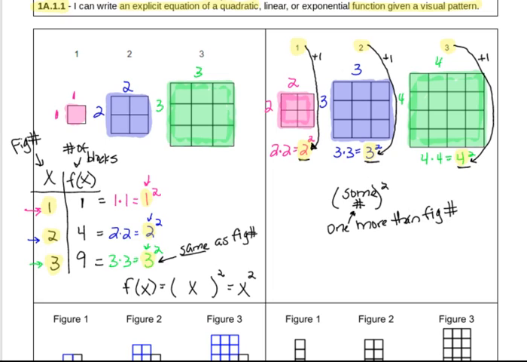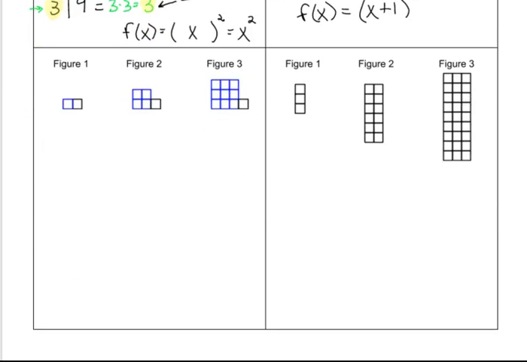So if I want to write my equation, f of x, x would be my figure number. So it's going to be this thing squared. And this thing is one more than the figure number. So if the figure number is x and I want one more, that means x plus 1. So it's kind of another way that we can organize our work if the table is getting a little confusing. So either way, whatever makes more sense for you to be successful.